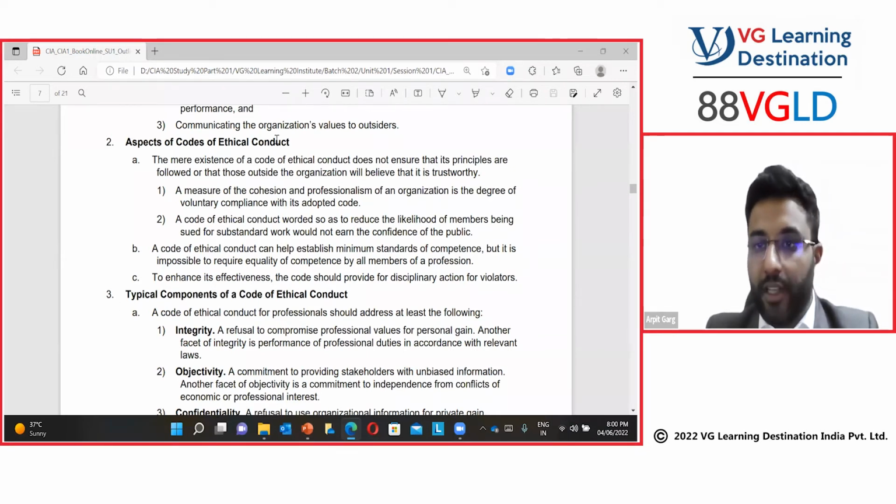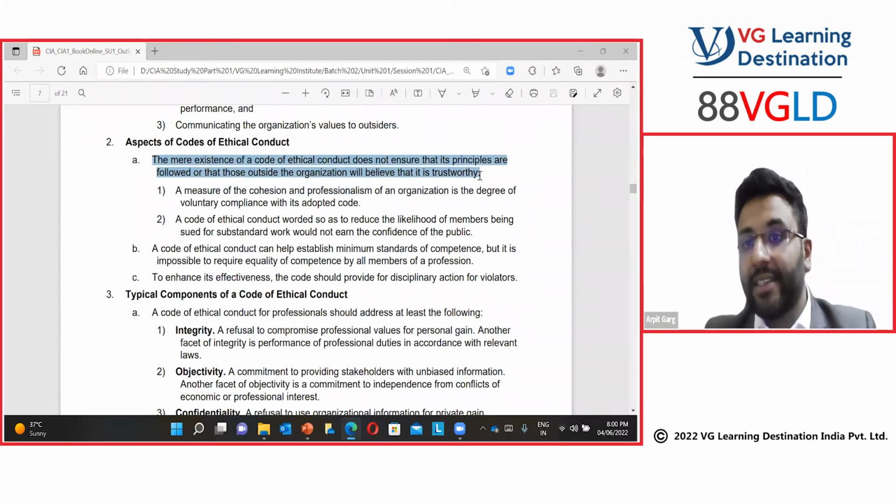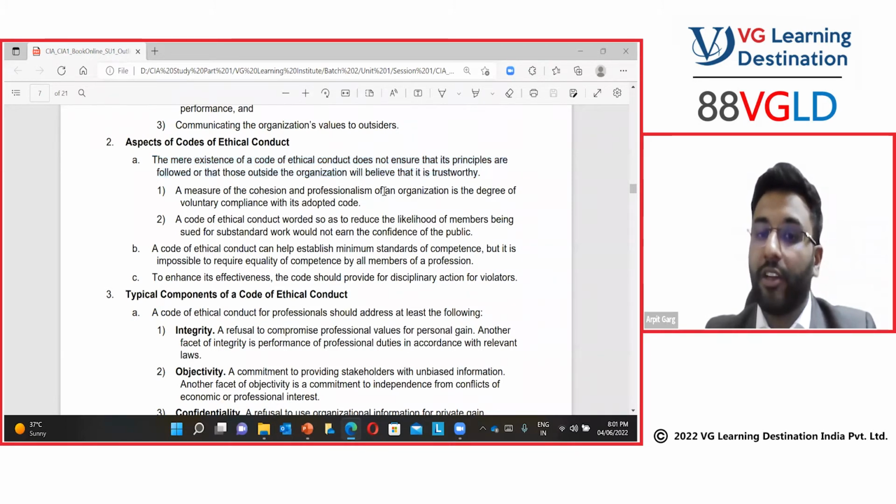It says that aspects of code of ethical conduct: the mere existence of a code of ethical conduct does not ensure that its principles are followed or that those outside the organization will believe that it is trustworthy. A measure of the cohesion and professionalism of an organization is the degree of voluntary compliance with its adopted code. A code of ethical conduct worded so as to reduce the likelihood of members being sued for substandard work would not earn the confidence of the public.